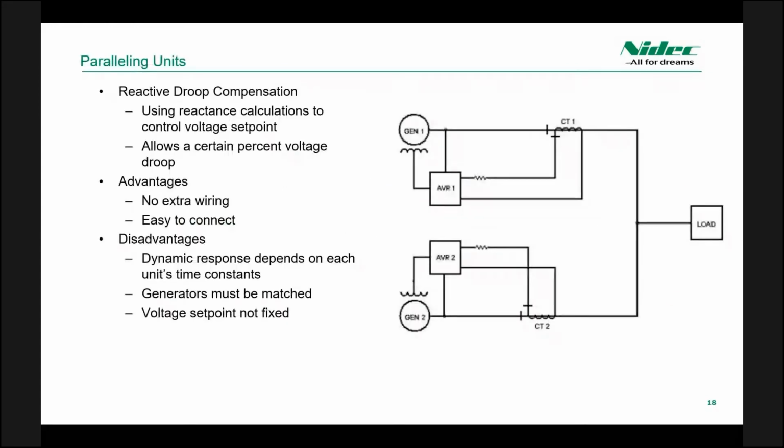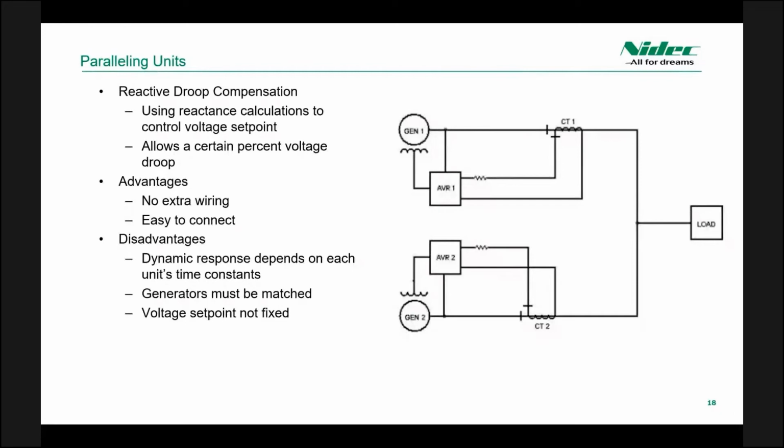All right, so there are 2 ways to control the paralleling of units. The first one we will go over is reactive group compensation. This process requires that the generator has a CT monitoring the amount of current leaving the generator output. This is used to calculate the amount of reactance in the load that it is receiving. Based on this calculation, it adjusts the output voltage in response to load changes.